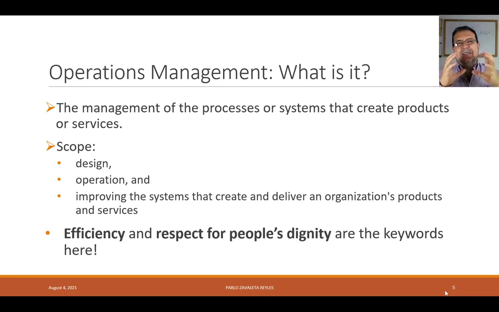And we must always keep in mind two central aspects: efficiency and respect for people's dignity. If you have one without the other, you're making a huge mistake. If you're only respecting people's dignity but you don't have efficiency, most certainly you will go broke. On the other hand, if you're very efficient and you don't respect people's dignity, you're a dictator. And that's not good for business. Sooner or later, your business will collapse. You need to have a healthy combination of both. Those two will be our guiding principles.